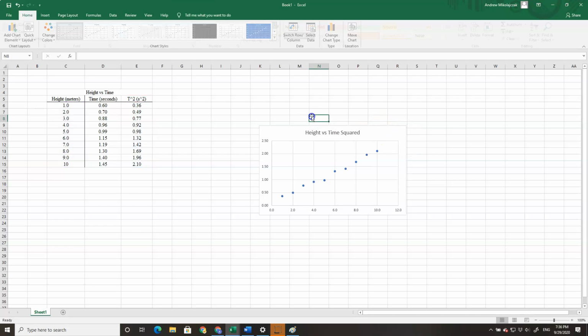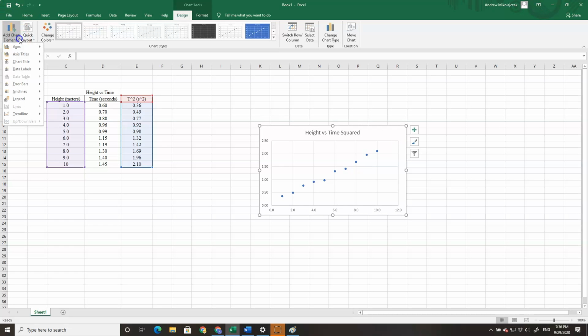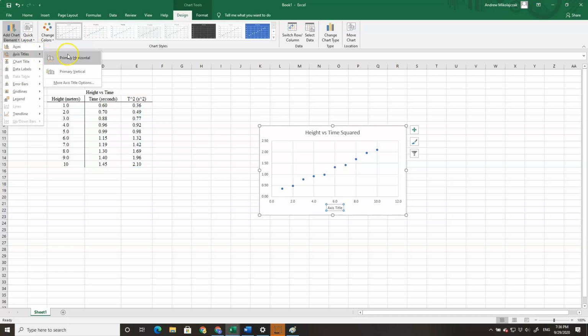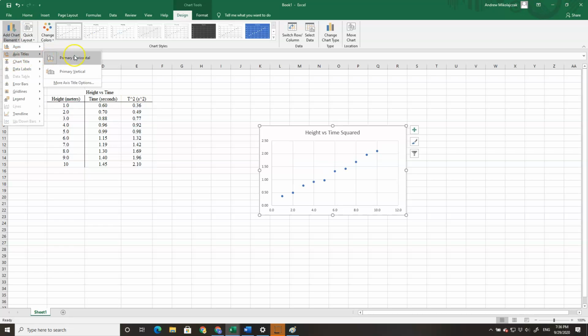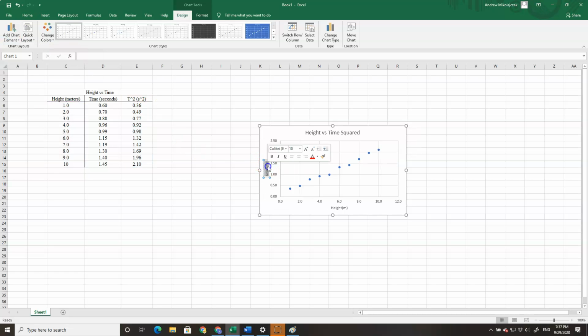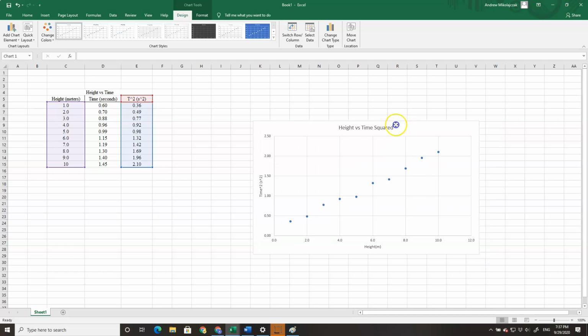I can do some extra things with this graph that you want in every single report. I'll give it an axis title. So the horizontal axis is height in meters. Then the vertical axis will be time squared in seconds squared. You can make it a little bit bigger if you want.